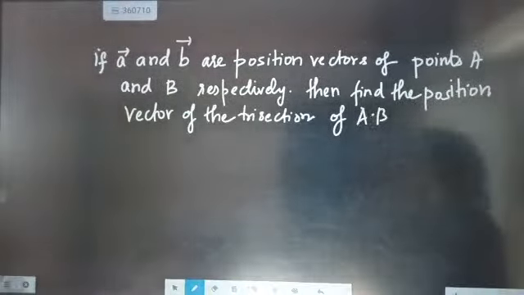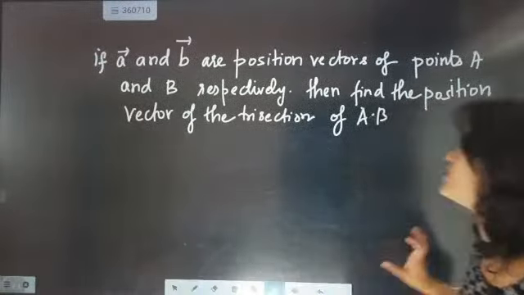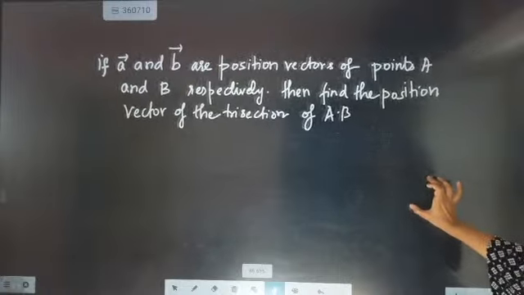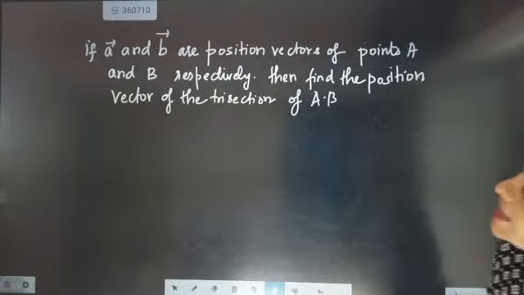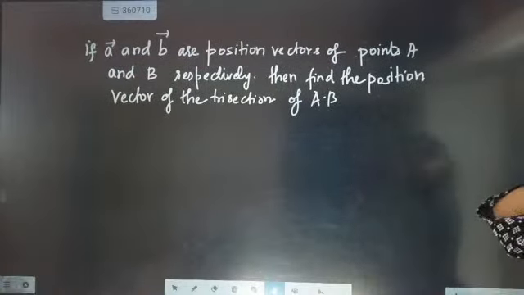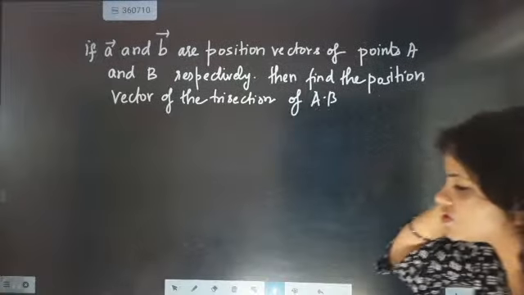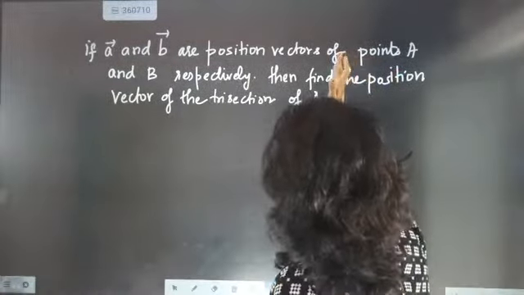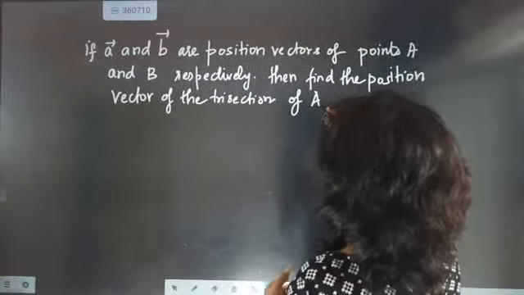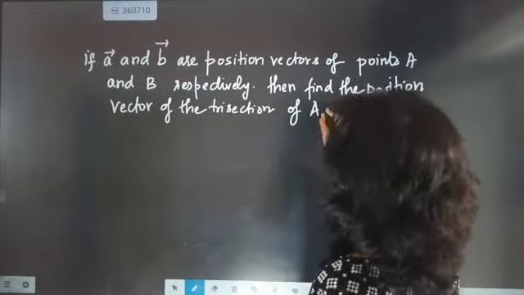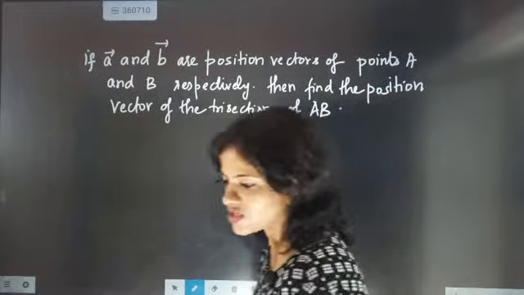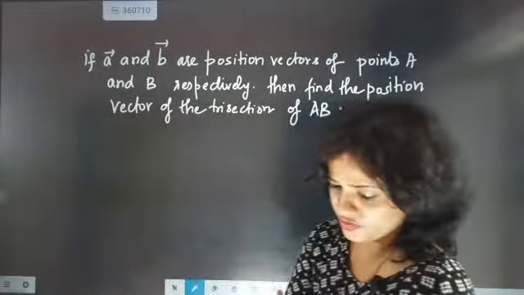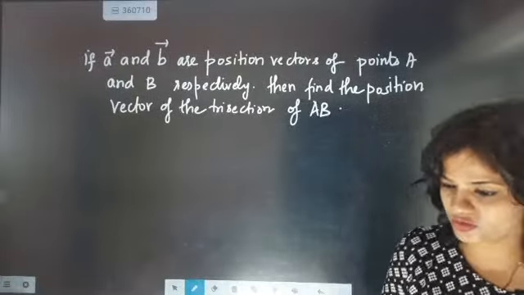Now everyone start solving this question. Today you are going to solve the questions. If A vector and B vector are position vectors of points A and B respectively, then find the position vector of trisection of AB. How to solve this question, beta? Find the position vector of trisection of AB. Come on, solve this question first. After that, I am going to teach how to solve this question.